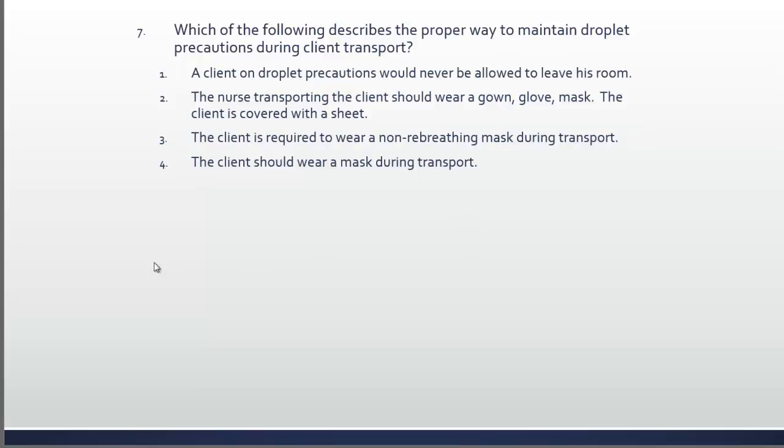Which of the following describes the proper way to maintain droplet precautions during client transport? So, droplet precautions when you're moving a patient around. Okay, you look at them, think about it.